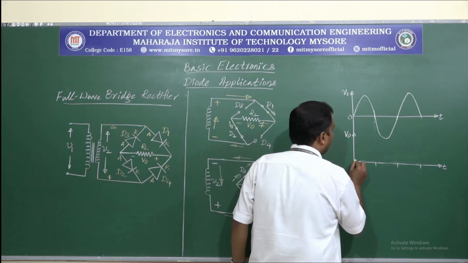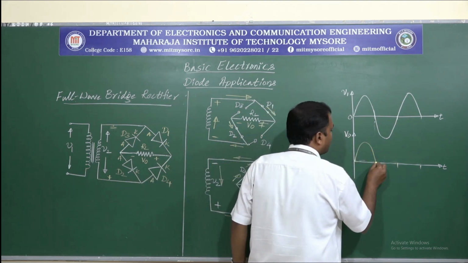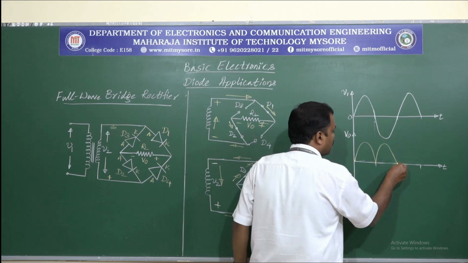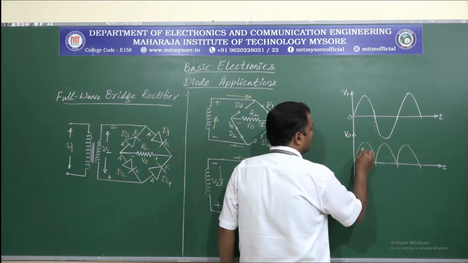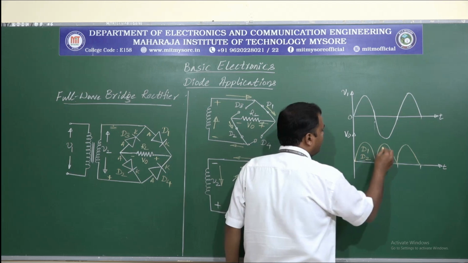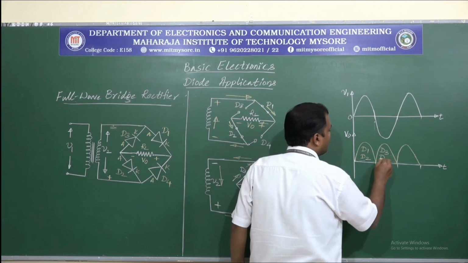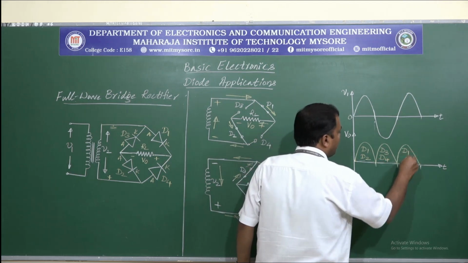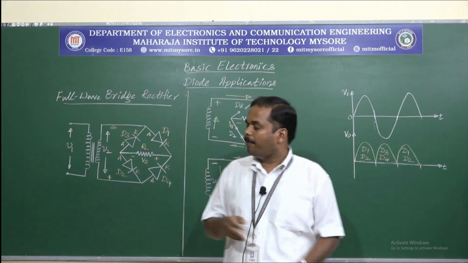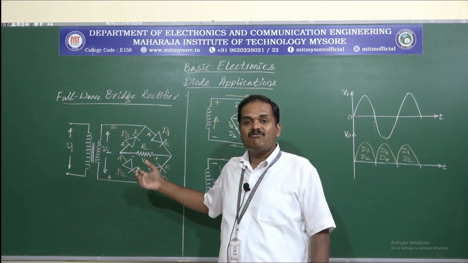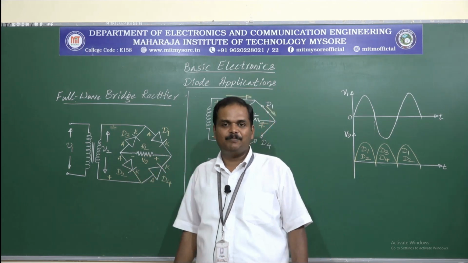So the output waveform can be written like this. Here this is because of D1 and D2, here this is because of D3 and D4, and again the cycle repeats. So this is the operation of the full wave bridge rectifier.